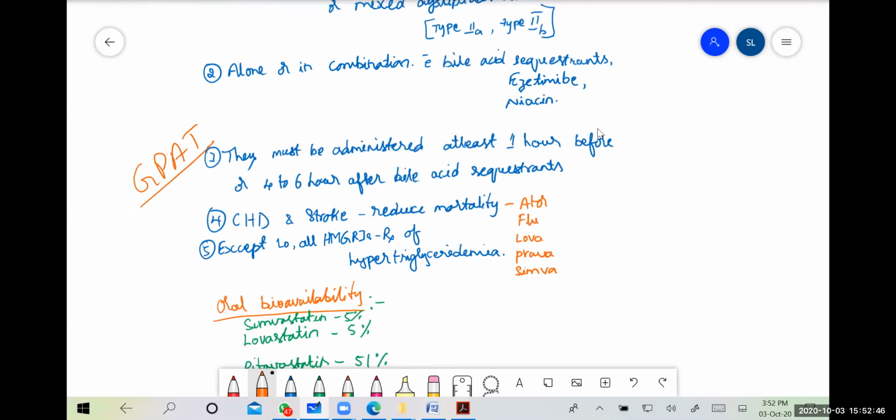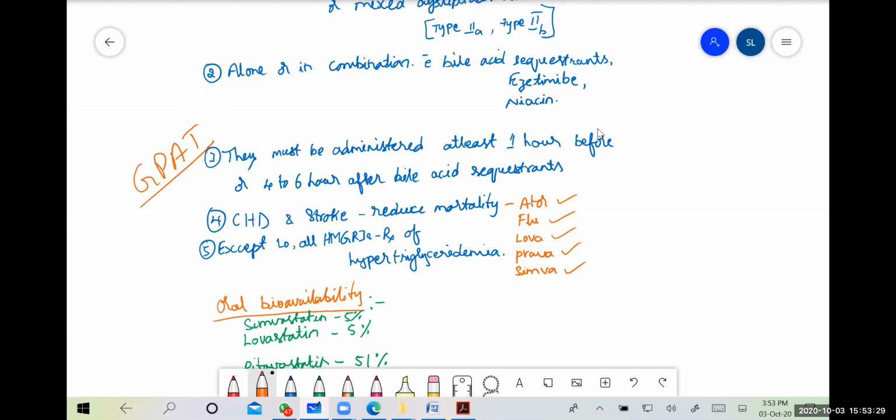Okay, then these statins have a much beneficial effect in case of congestive heart diseases or strokes, where they reduce the mortality of the patient. The drugs which can be used in case of congestive heart diseases or stroke are atorvastatin, fluvastatin, lovastatin, pravastatin, and simvastatin. All these drugs can be used in the treatment of congestive heart diseases or strokes, where we can reduce the mortality of the patient.